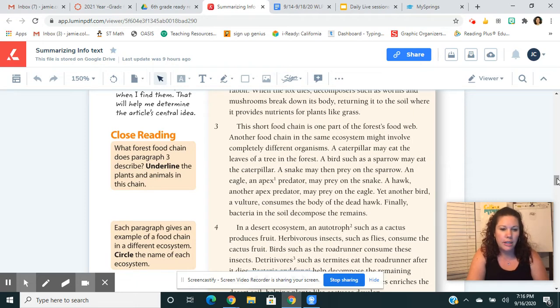Another food chain in the same ecosystem might involve completely different organisms. A caterpillar may eat the leaves of a tree in the forest. A bird, such as a sparrow, may eat the caterpillar. A snake may then prey on the sparrow. An eagle, an apex predator, may prey on the snake. A hawk, another apex predator, may prey on the eagle. Yet another bird, a vulture, consumes the body of the dead hawk. Finally, bacteria in the soil decompose the remains.